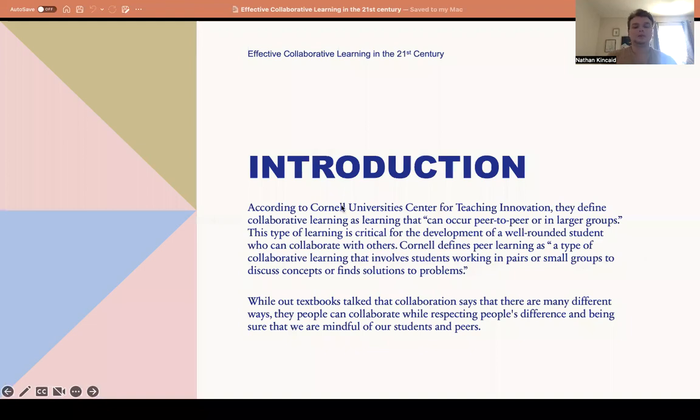So first to begin, according to Cornell University's Center for Teaching Innovation, they define collaborative learning as learning that can occur between peer-to-peer or in larger groups. So basically, it's learning that's not by yourself anymore. It could be you and a partner, it could be you and 10 people in a larger group, it could be somebody who's in a grade lower than you, and that's kind of like that peer-to-peer tutoring, or it can be in a grade higher than you.